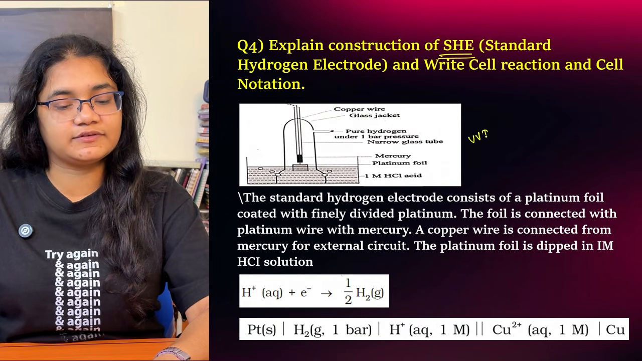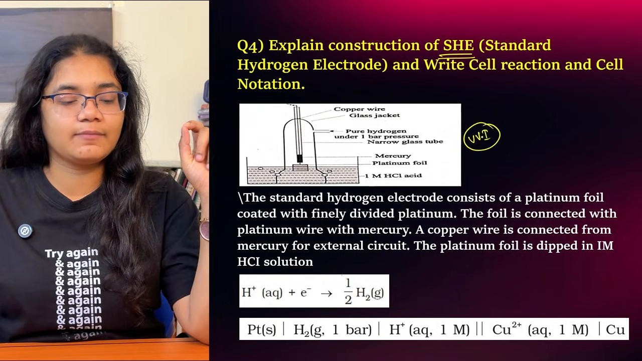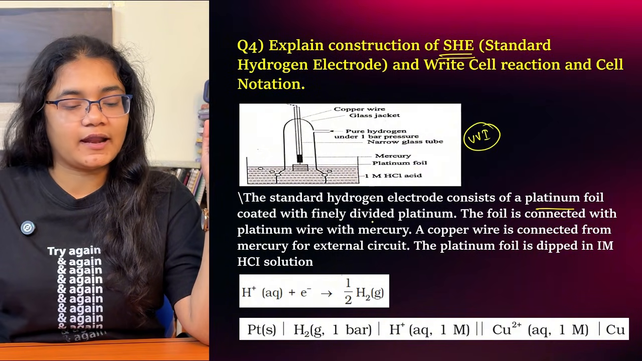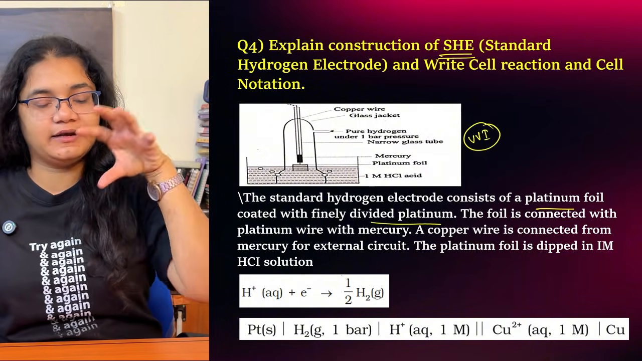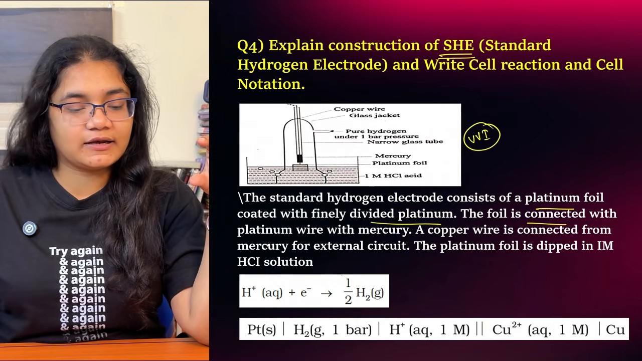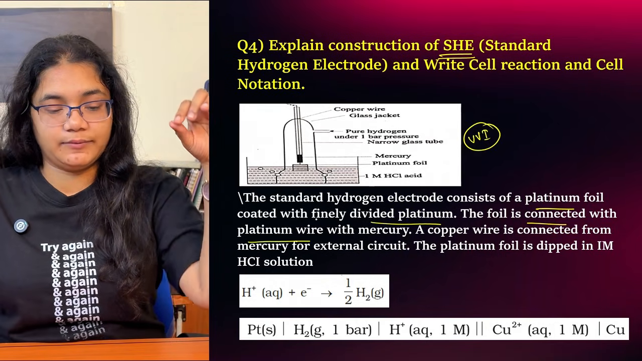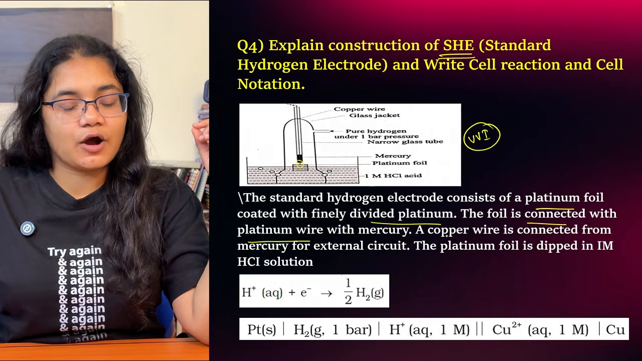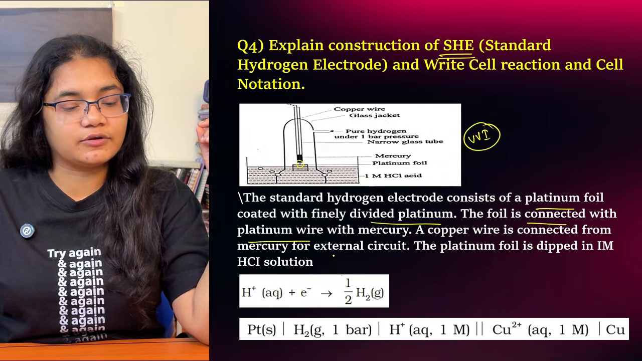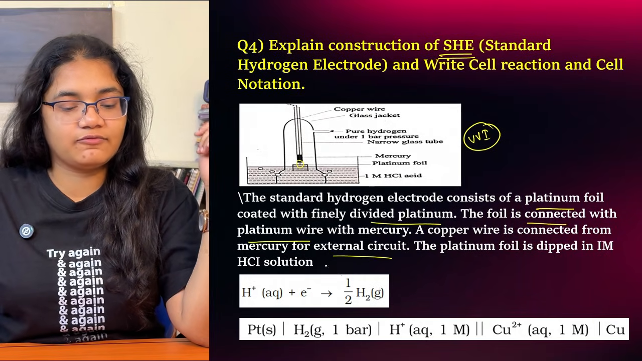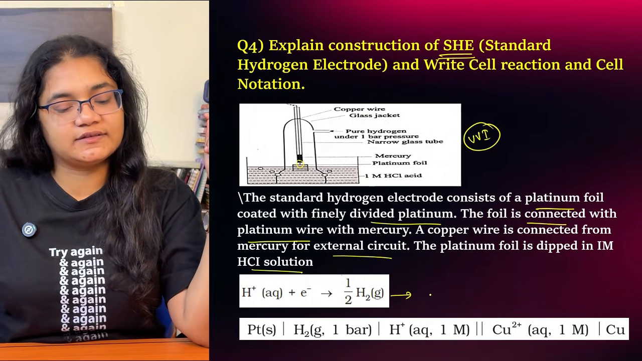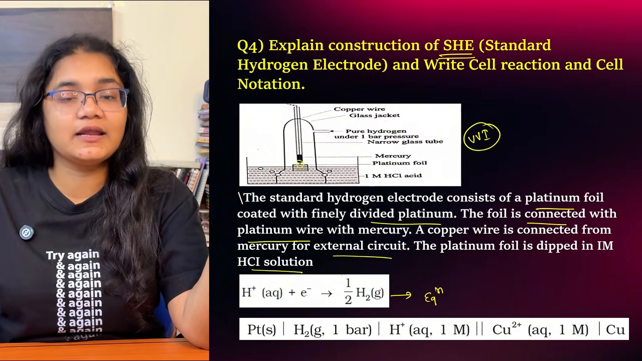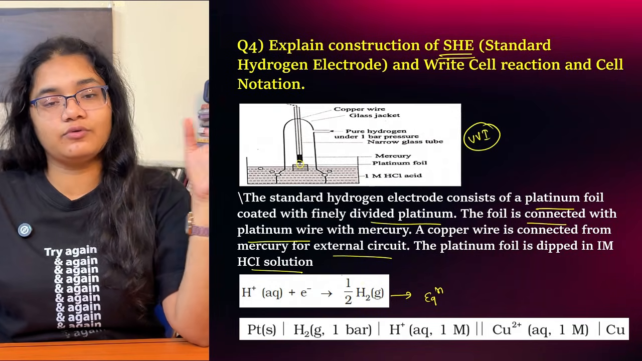First of all, this diagram is very important, so please practice this diagram. Next, the standard hydrogen electrode consists of a platinum foil, and it is coated with finely divided platinum. The foil is connected with platinum wire with mercury. Okay, you can see here there is a platinum wire connected with mercury. A copper wire is connected from the mercury for the external circuit. The platinum foil is dipped in the solution, and this is the equation of the hydrogen, the reaction that happens here, that is hydrogen gains electron to give you H2.